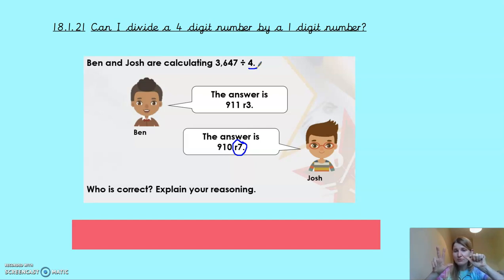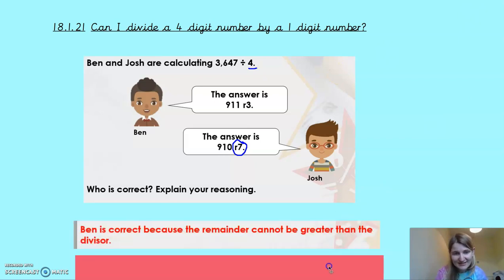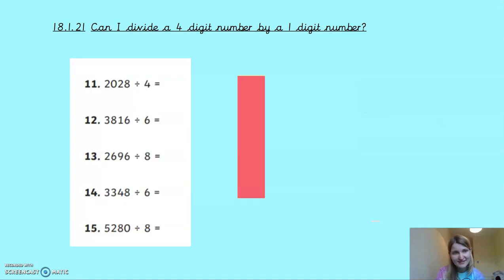I could make another group of... I hold up the wrong fingers. Oh, no. Let's try that again. I've got 7. I could make a group of 4 and still have 3 left. Okay, so Josh is incorrect because the remainder cannot be greater than the divisor. If I'm dividing by 4, I can't have a remainder greater than 4. In fact, I can't have a remainder greater or equal to 4. Okay, so hopefully you spotted that straight away, guys.